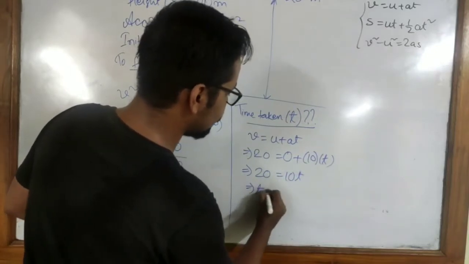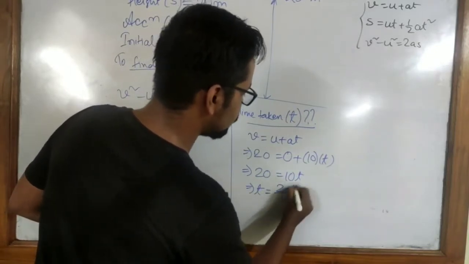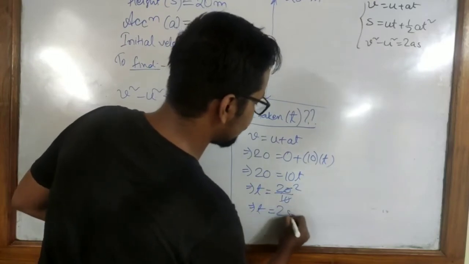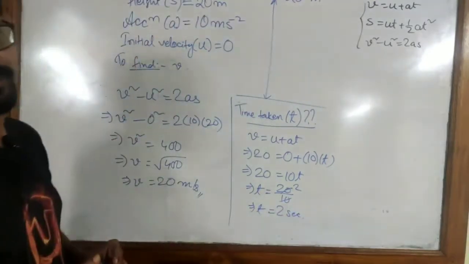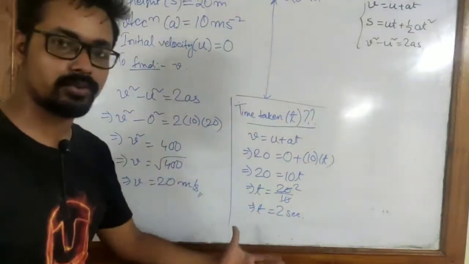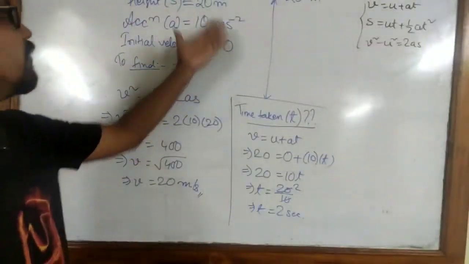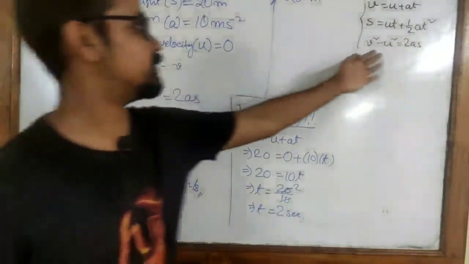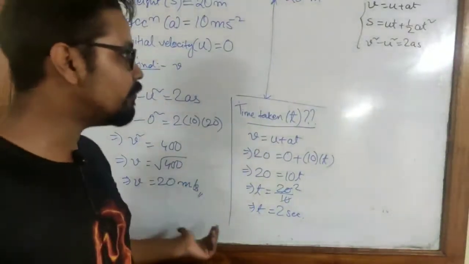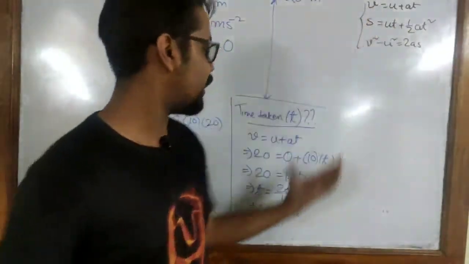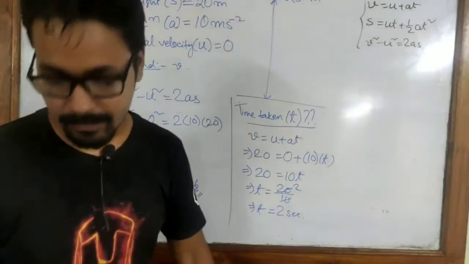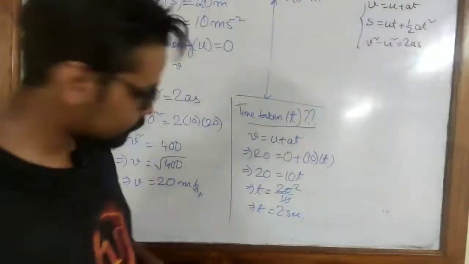So what will be t? t will be equal to 20 by 10, which is 2. So the time taken is 2 seconds. That is how we solve this question. Very easy. You have everything given. You have to find v, so you use this formula and find v. Then, having found v, you want to find t, so you use this formula and find t. Done. Very simple. Let's move on to question number 8.